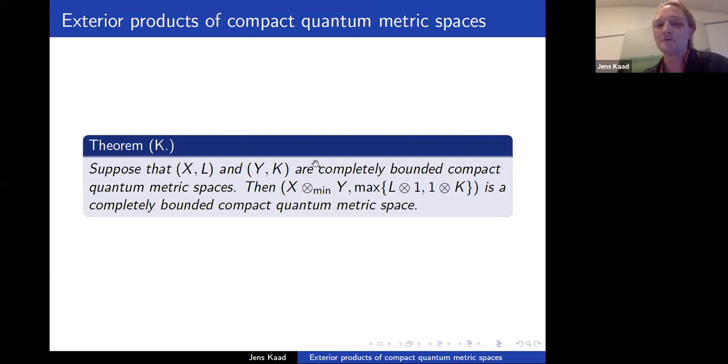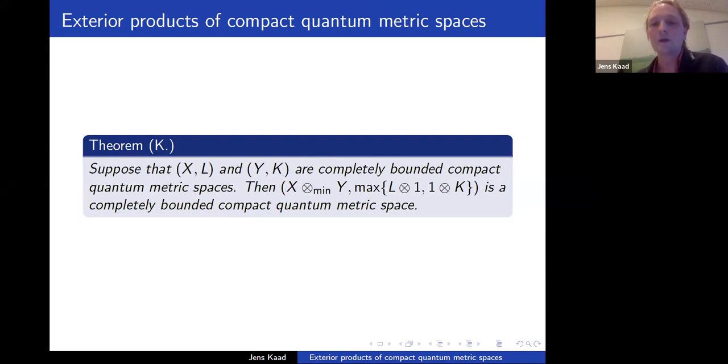And I can prove that this pair here is again a completely bounded compact quantum metric space. So if you work with completely bounded compact quantum metric spaces, the theory is compatible with taking minimal tensor products. That's the main message for this talk.